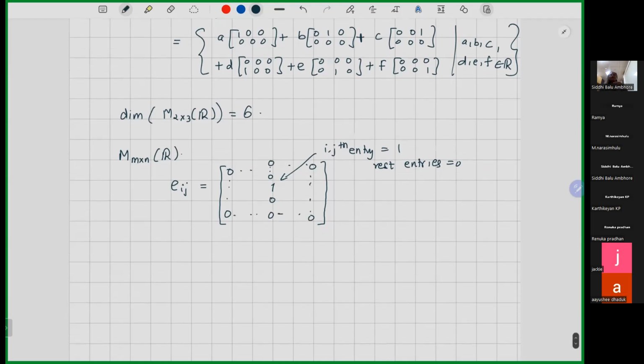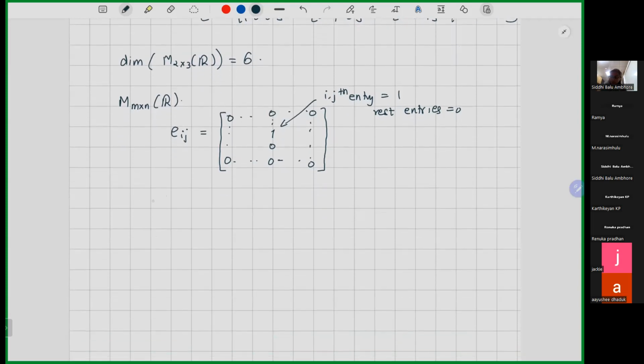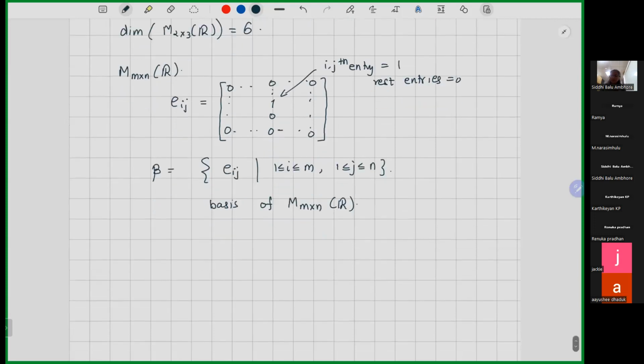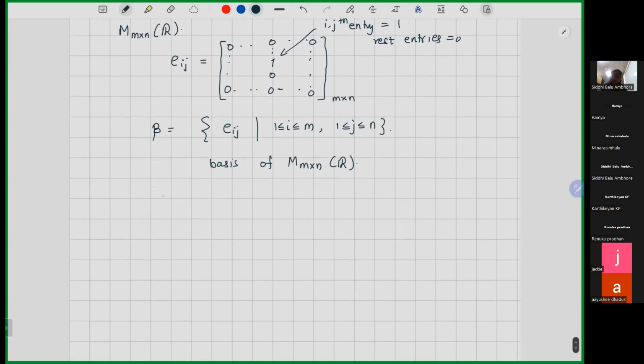Okay. And there are how many possibilities for this? M into n possibilities, right? Since it is M into n, each entry I can choose from R. So this set beta, the Eij with 1 less than or equal to i less than or equal to M and 1 less than or equal to j less than or equal to N, will always serve as a basis of M cross N R. And this is an M cross N matrix. So the dimension of any M cross N matrices is always M into N.